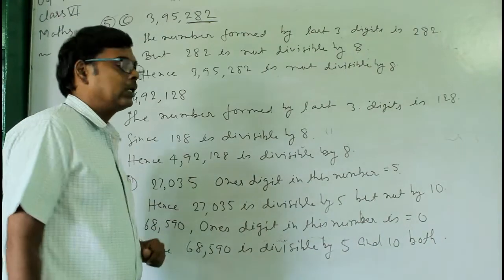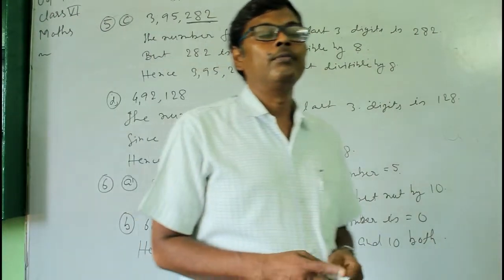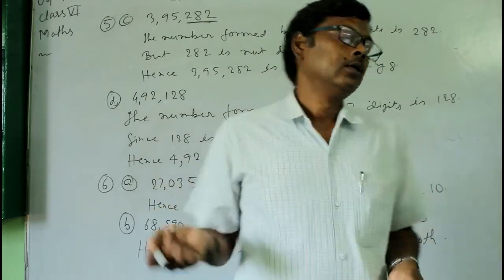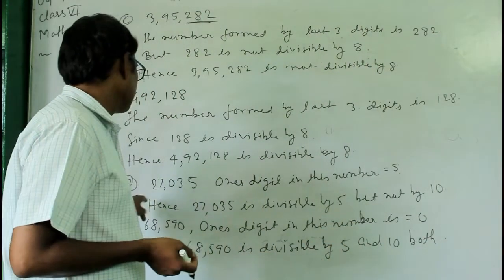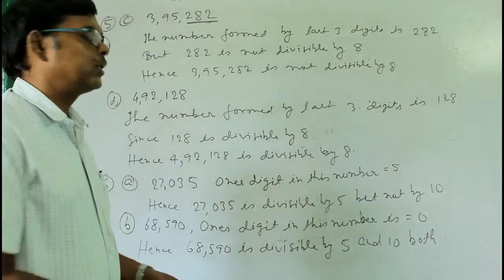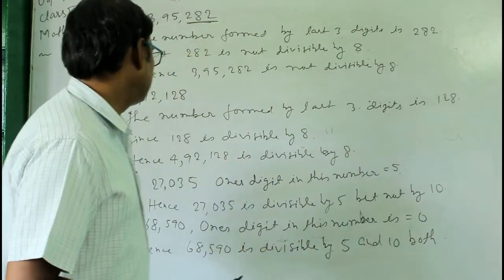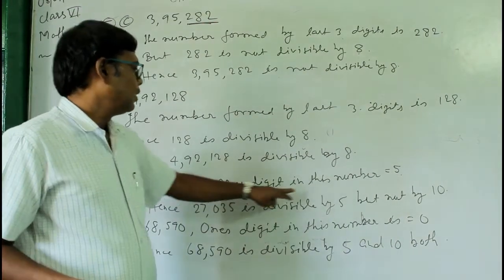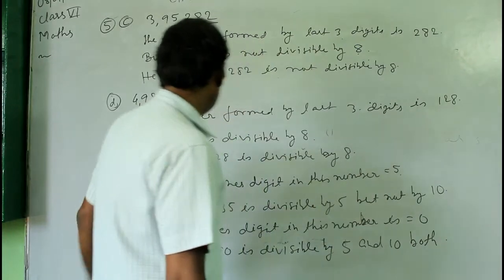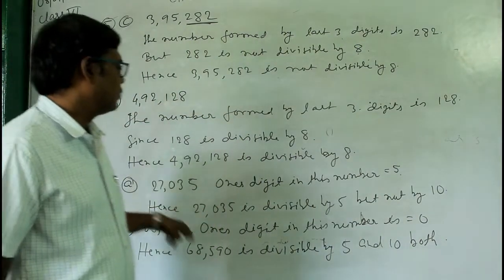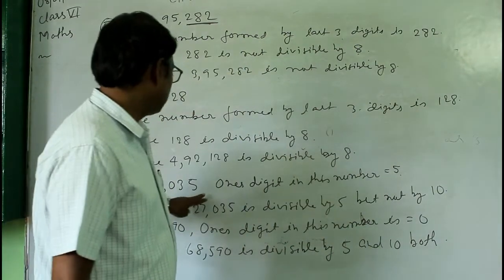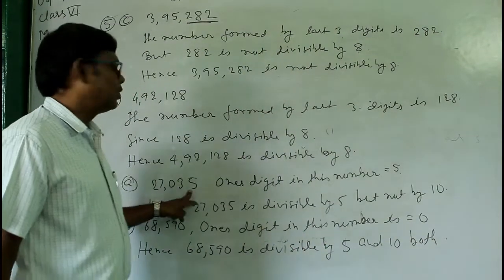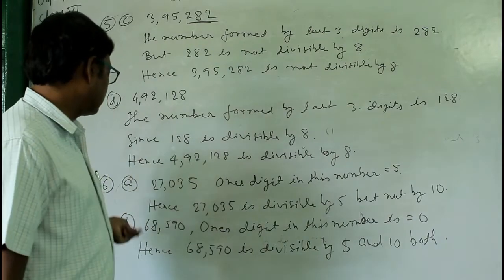In this we have to test whether a given number is divisible by 5 as well as by 10. Okay, so here I did the first question A, and this is the number 27,035. The ones digit in this number is 5, so this number is divisible by 5, but it will not be divisible by 10 because here we don't have 0.